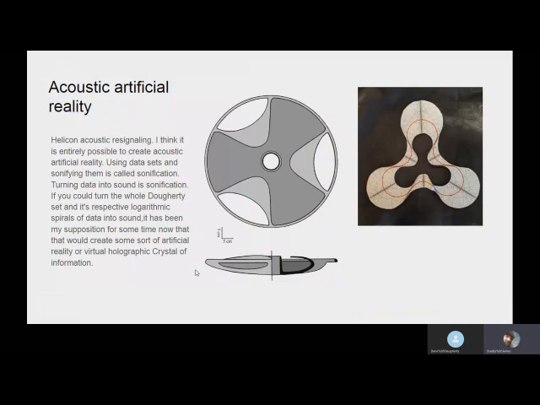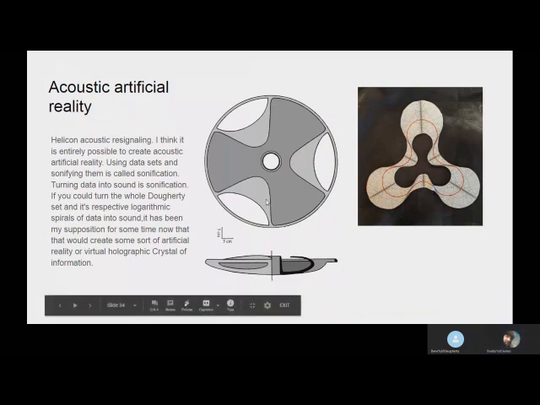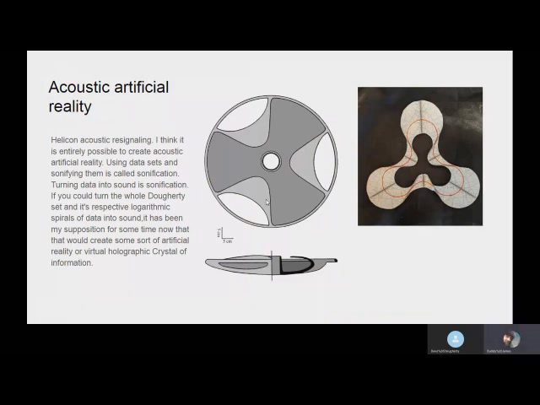I think it is entirely possible to create acoustic artificial reality. Using data sets and sonifying them is called sonification. Turning data into sound is sonification. If you could turn the whole Dougherty set and its respective logarithmic spirals and data into sound, it has been my supposition for some time now that that would create some sort of artificial reality or virtual holographic crystal of information that we could see into the past and the future.